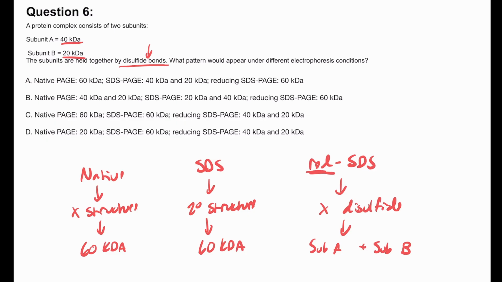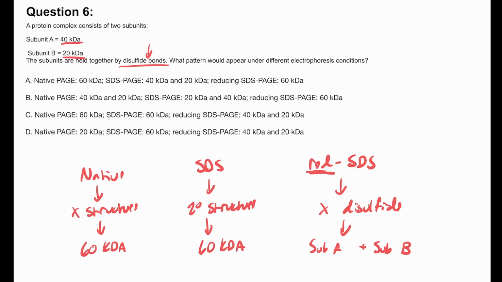And we know even more that since subunit A is bigger, it's going to travel slower and the band for it should appear higher on the gel. And since subunit B is smaller, it's going to travel faster and should appear lower on a gel. And so now let's look for an answer choice that has exactly the pattern we're expecting.